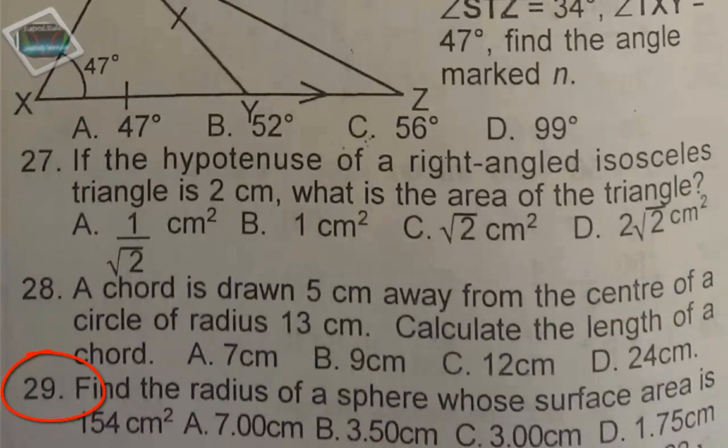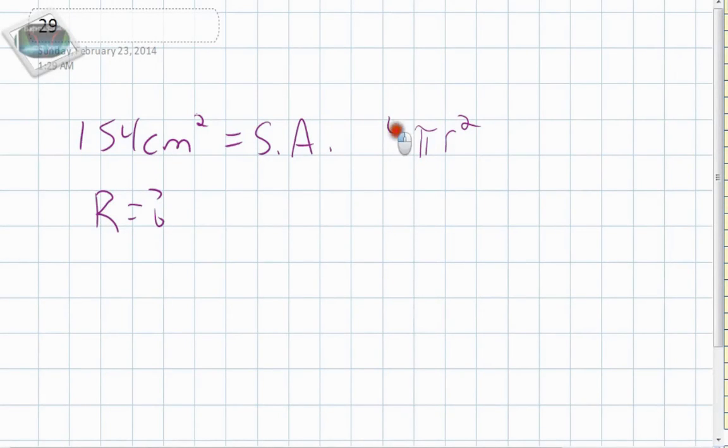Here's question 29. It asks us for the radius of a sphere with a surface area of 154 centimeters squared. So the equation for the surface area of a sphere is 4 pi r squared, and what we want to do is solve for r. This is equal to our surface area, so 4 pi r squared is equal to 154.